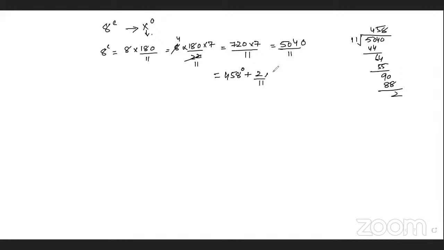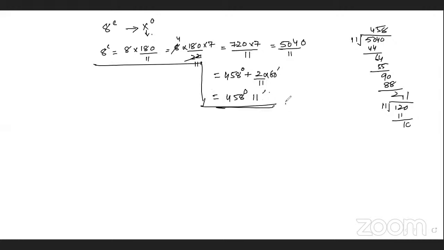upon 11 into 60 minutes, that is 120 upon 11. It's approximately, we can say that it's 458 degrees and 11 minutes. Okay, can we just do it? Did you understand? It's like this. Okay.